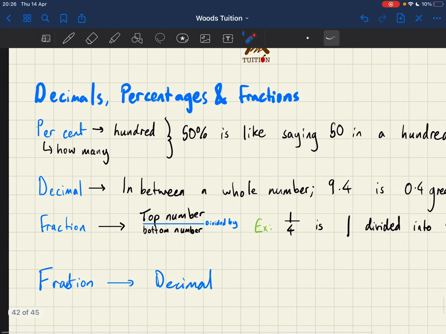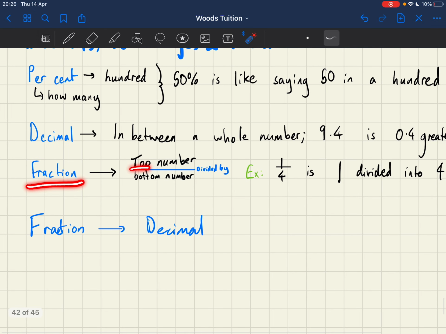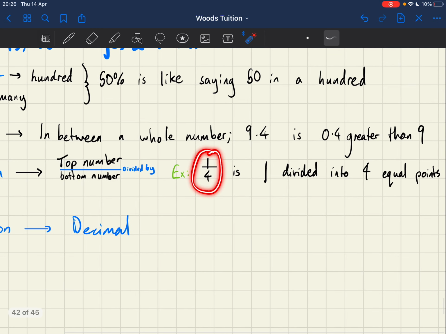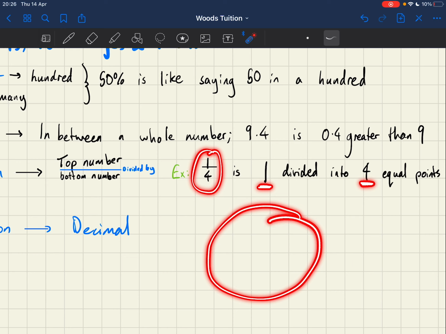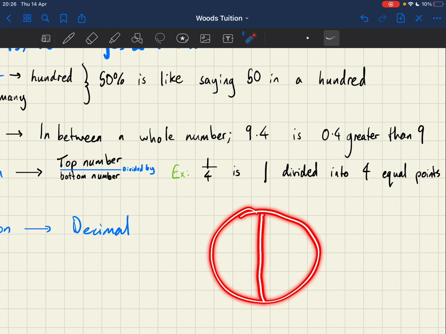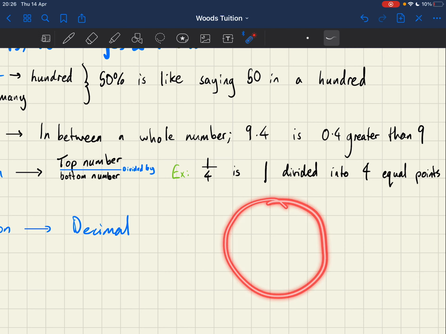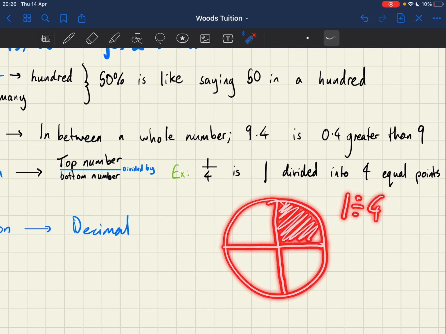And then a fraction just means the top number divided by the bottom number. So if you think about a quarter, it's just 1 divided into 4 equal parts, okay? So if we remember in primary school, you might have seen quarters demonstrated like this. So this is one whole circle, or pie or pizza, and it's divided into 4 slices or parts, and they're equal. And that's 1 quarter, so it's just 1 divided by 4.